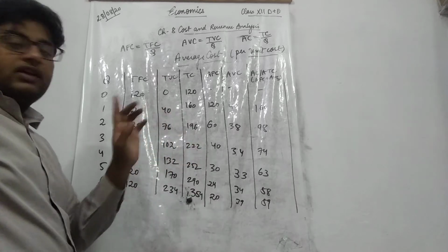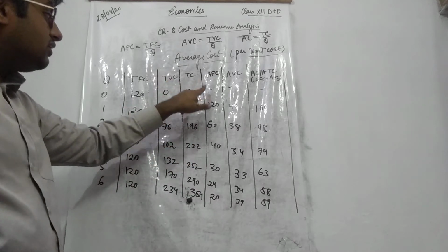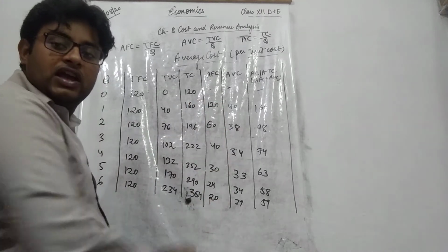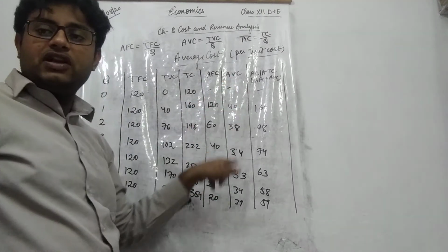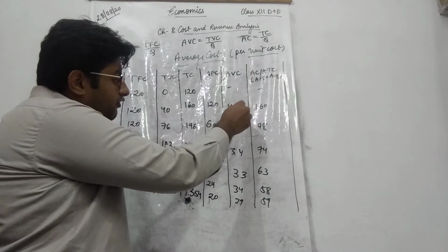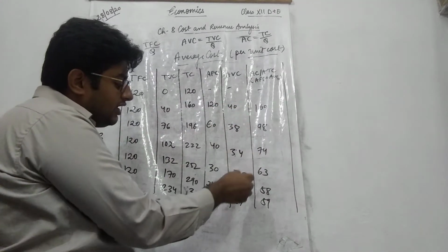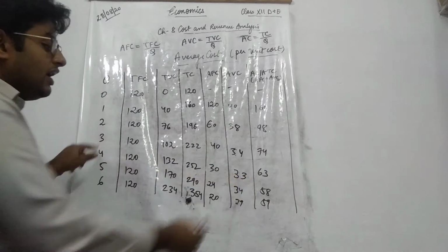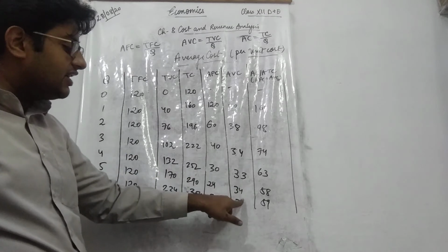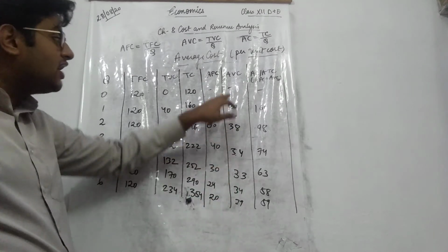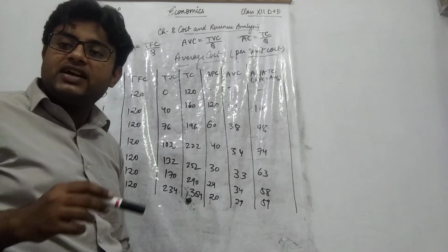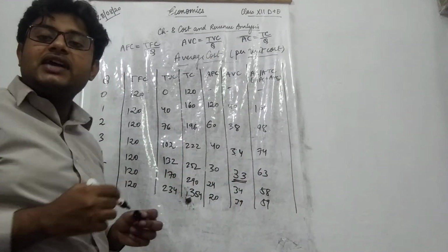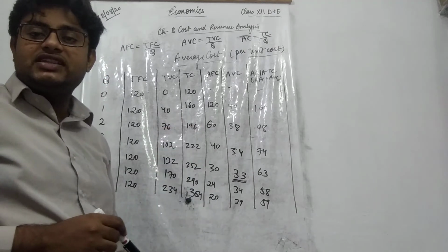Alright, and one thing more: we have seen that average fixed cost is continuously falling. Now see the behavior of average variable cost. It is falling: 40, 38, 34, 33. It falls till the fourth output, but afterwards it starts increasing: 34, 39. That means your average variable cost falls first, reaches a minimum, and then starts increasing. With the help of the schedule we can see this behavior.